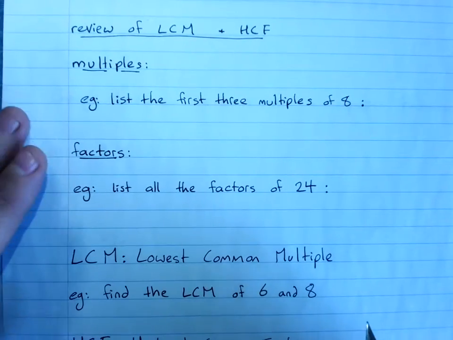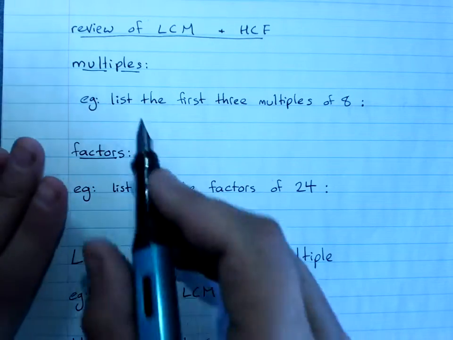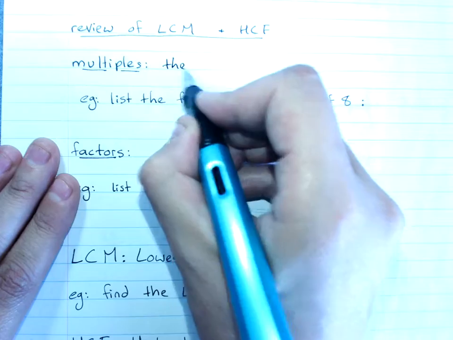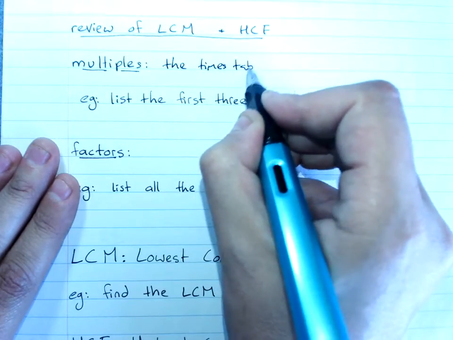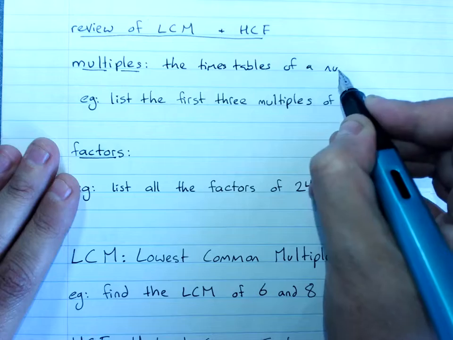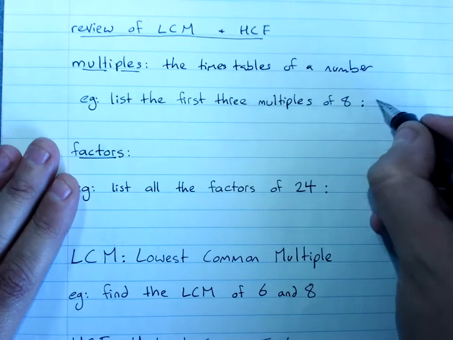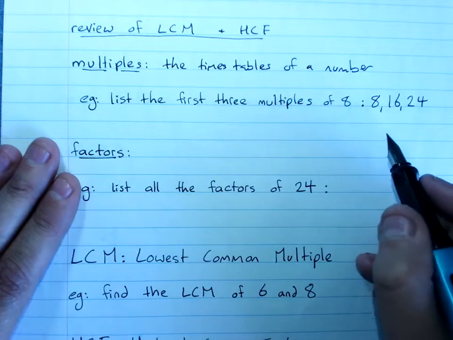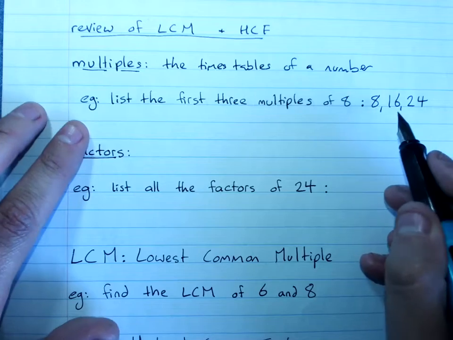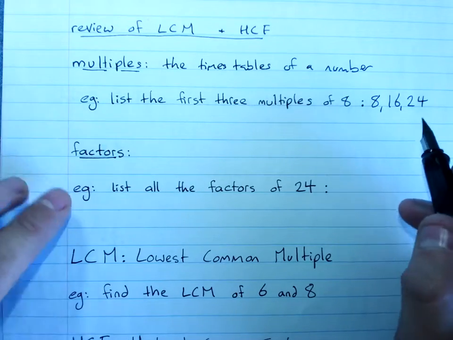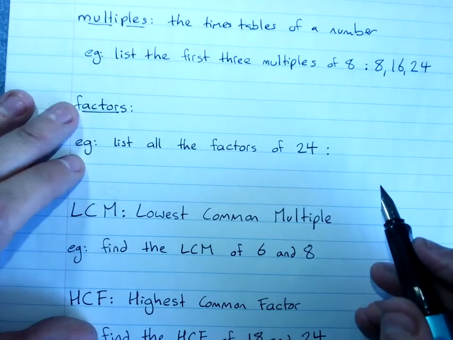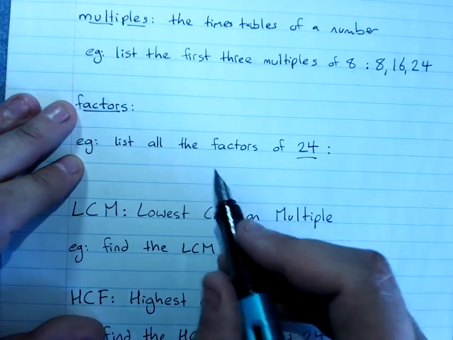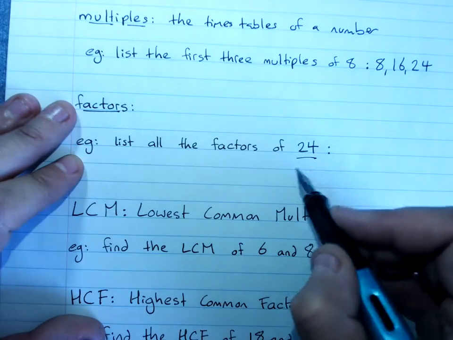Very quickly, we do need to review LCM and HCF. Remember that multiples are basically the times tables of a number. So the first 3 multiples of 8 are 8, 16, 24: times 1, times 2, times 3. Multiples, of course, of a number are infinite. They go on forever. Factors of a number are the numbers which divide evenly into that number with no remainder, or we could also think of them as pairs of numbers that multiply to give our number.